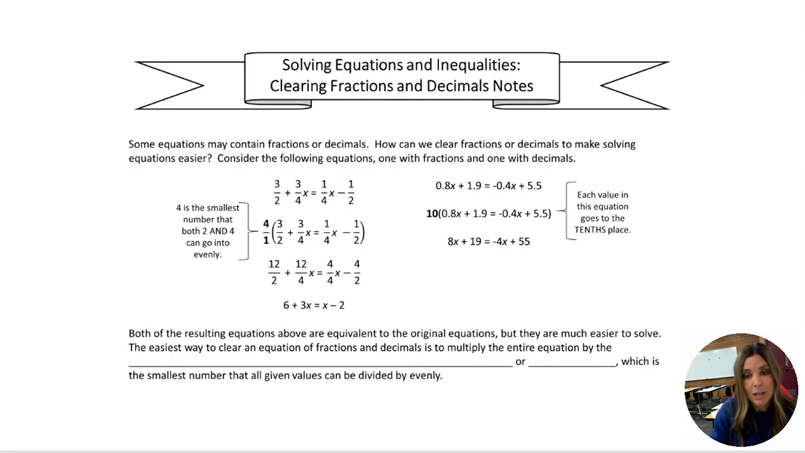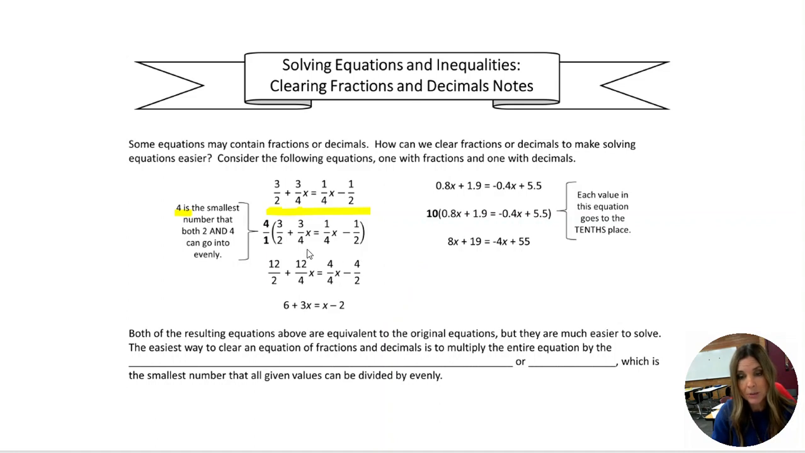So the very first thing that you want to do, when you have an equation that's full of fractions, and we've been working on solving these for the past couple of days, is look at all of your terms and find the least common denominator for all of the terms. When we look at this equation right here, we can see that this term's denominator is 2, this one's 4, this one's 4, and this one's 2. So 4 would be the least common denominator.